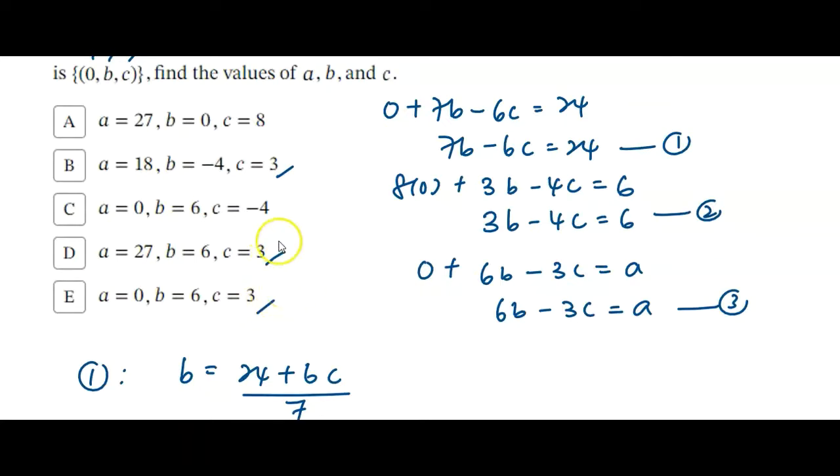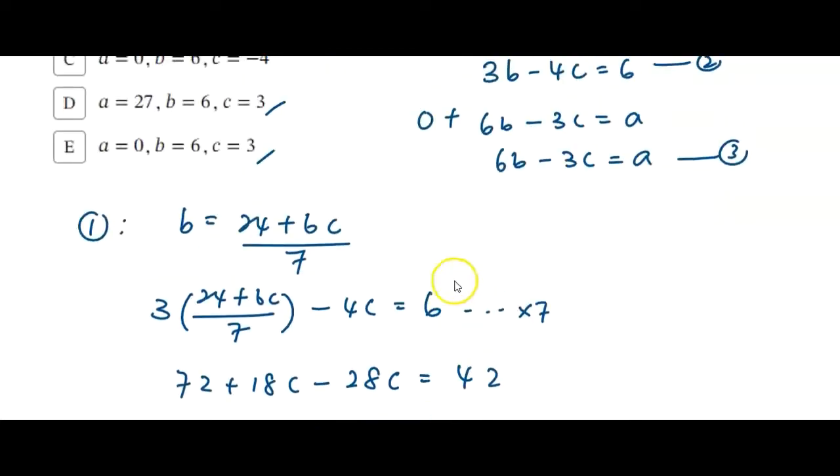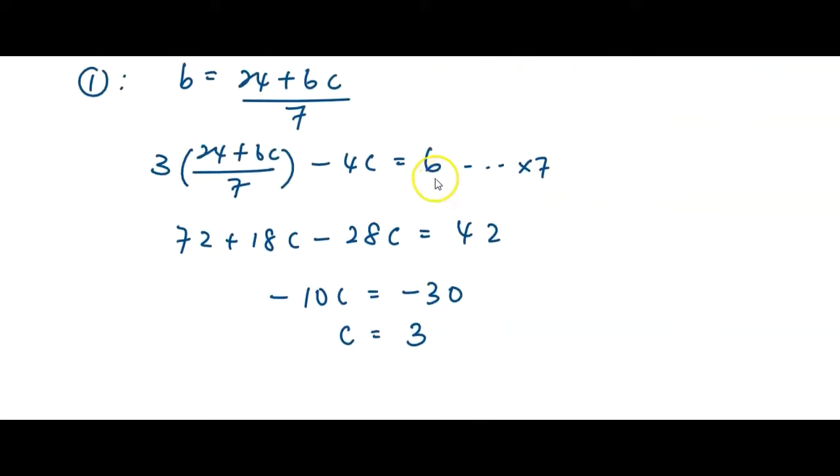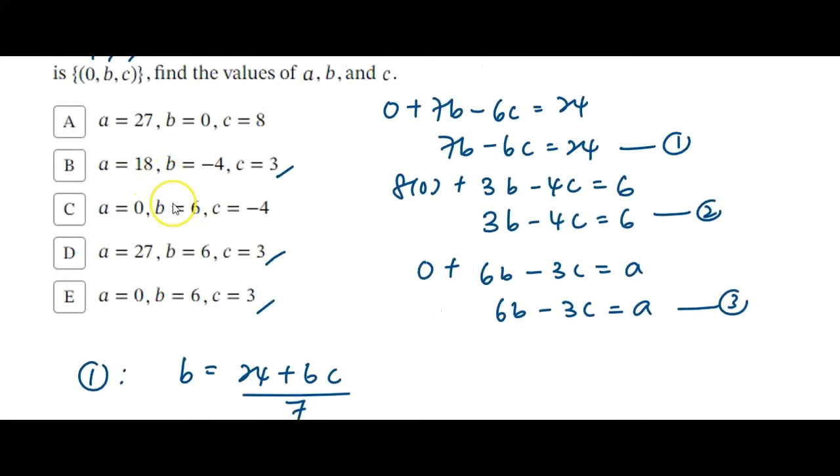So let's check the values of a and b. After we got c, substitute into this equation on top here to get b. So b equals to 24 plus 6 multiplied by 3 over 7. That will be 24 plus 18, over 7. Now we got b equals to 6. Let's scroll up to see the answer. We want b as 6, so the possible answer has to be either D or E.